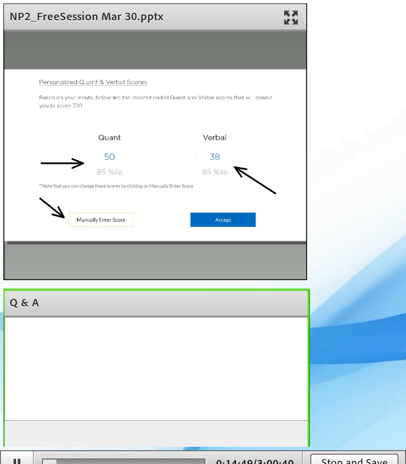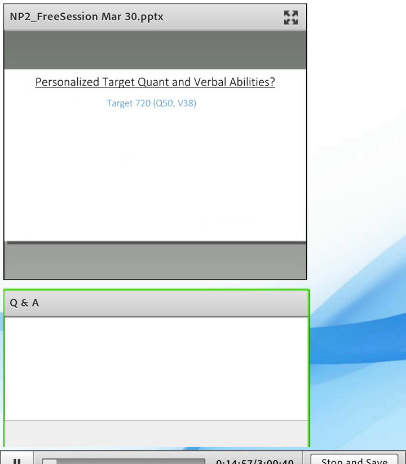You still need to figure out, okay, how would I get to a Q50? How would I get to a V38? How much time should I spend on various aspects of quant and verbal to get there? And it gives you just that. Based on your current arithmetic and algebra abilities, it gives you a target arithmetic and algebra ability. Also, it gives you target abilities in various subsections and verbal. Again, this is one of the many combinations that lead to a V38 or a Q50, and you can customize that as well.